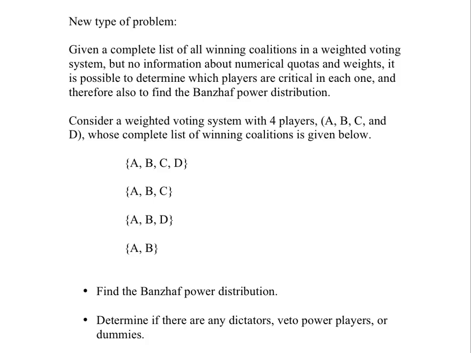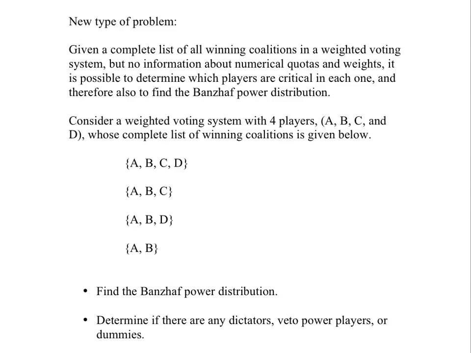Now we come to a new type of problem, which some students find difficult at first, but it's actually not so bad once you get used to it and realize that the thought process is really, underneath it all, the same as what we've been doing all along. Here's the setup. We're given a complete list. The fact that it's complete is very important. We're given a complete list of all the winning coalitions in a weighted voting system. We're given no information, though, about numerical quota and weights.